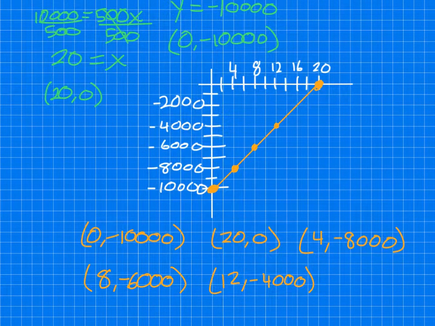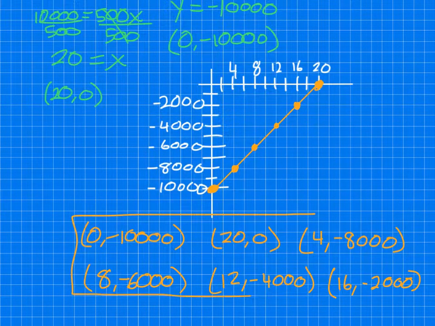And if you notice, we have a little bit of a pattern here. Every time the input, or the number of minutes, increases by 4, the elevation increases by 2,000. So 16 is going to be negative 2,000. We can tell that from the pattern, and we can also tell that from looking on the graph. So finding the intercepts is a good way to draw your graph, but once you've drawn the graph, we can gain a lot more information about all of the other points.